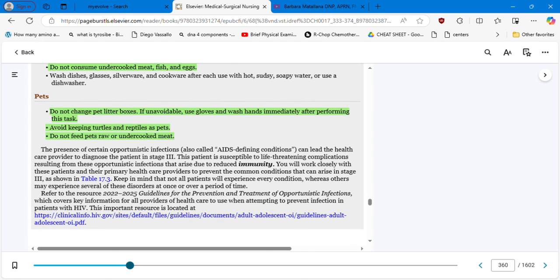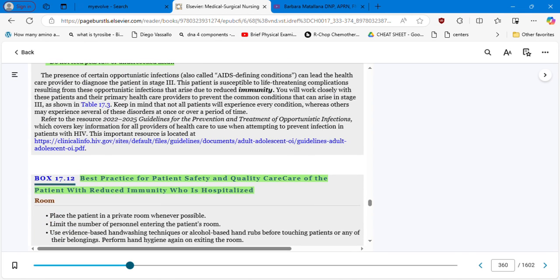Pets: do not change pet litter boxes. Remember the toxoplasmosis that is coming from the cat feces. Okay, there are parasites there. And do not feed pets raw or undercooked meat.